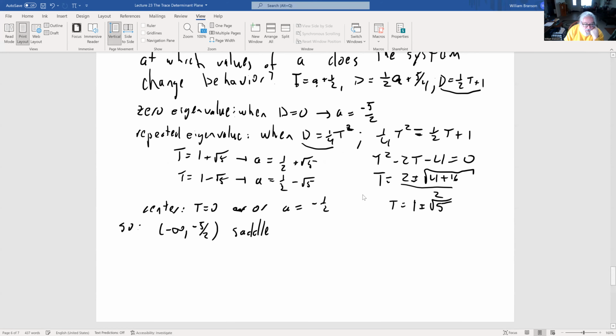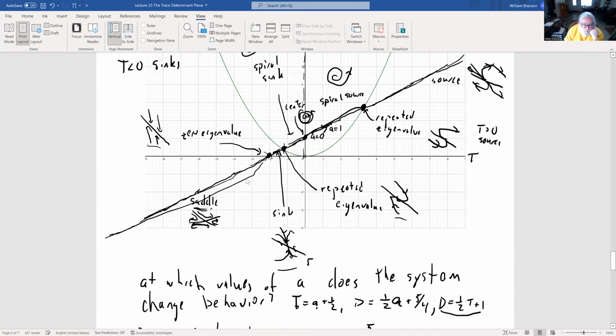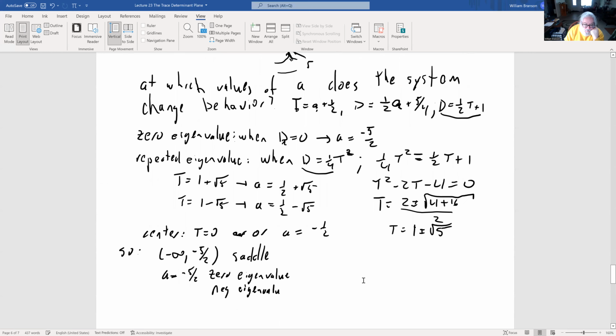At a equals minus 5/2, we have a 0 eigenvalue and a negative eigenvalue. And then for a from minus 5/2 up to this point, right? And that's this value of a. We have a sink.